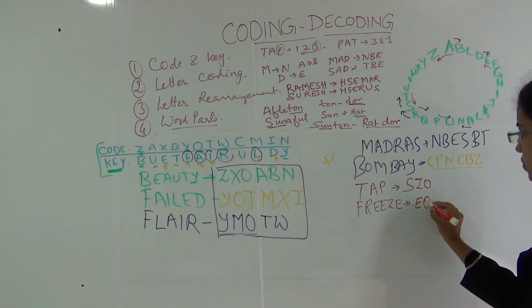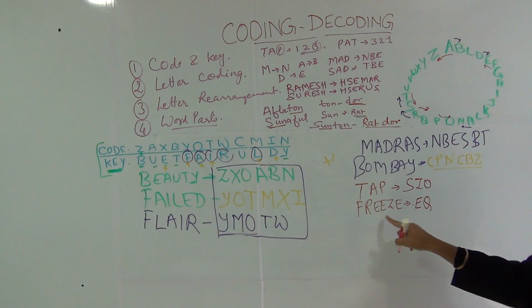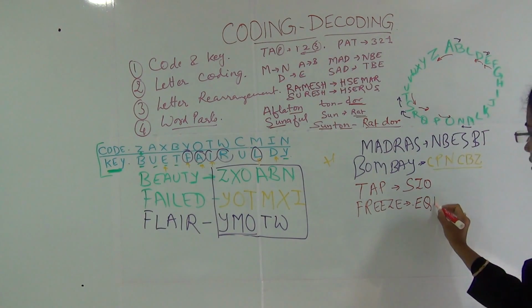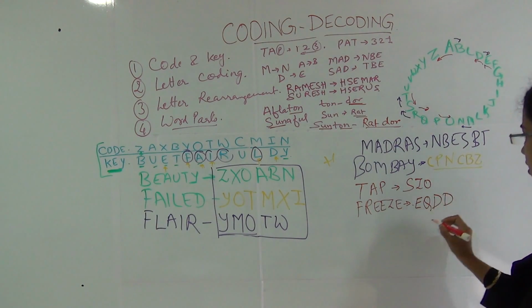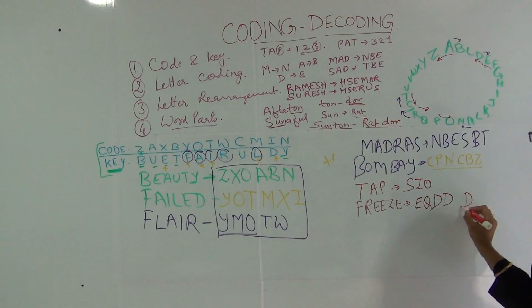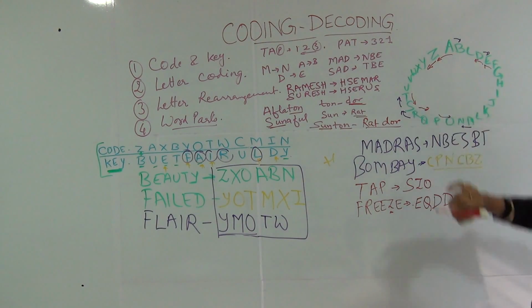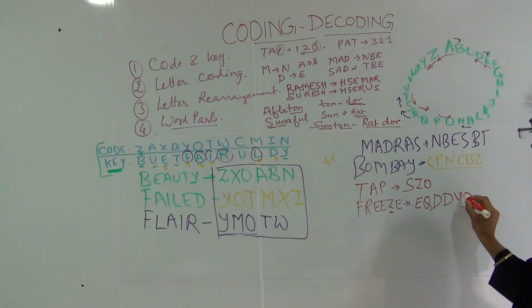so it becomes Q. You have three Es, and for all of the Es you will go back, so it becomes D. So you have D, D, and again D, and in the middle you have Z. So what would Z become? For Z, if I go back, it becomes Y.